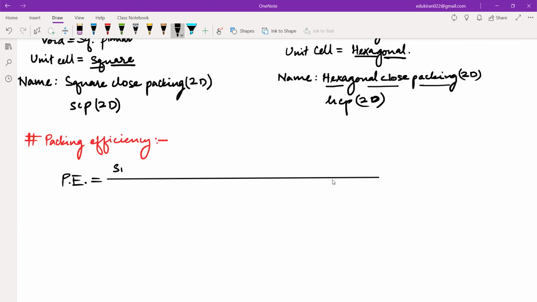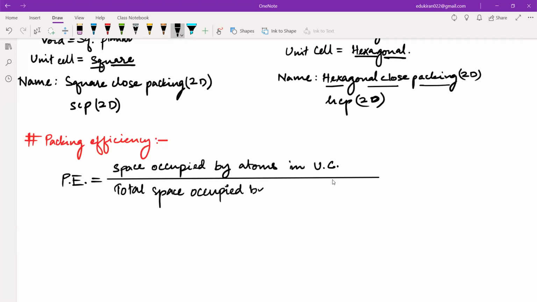So it is space occupied by atoms in UC. What is UC? Unit cell, very good. Divided by total space occupied by unit cell, into 100. Okay, into 100.